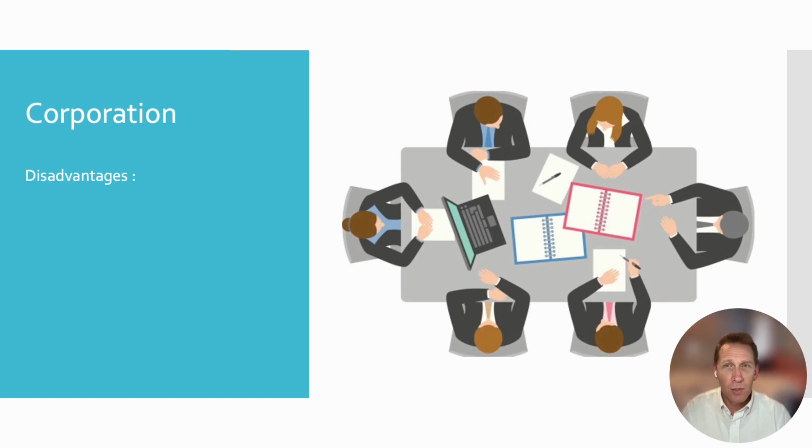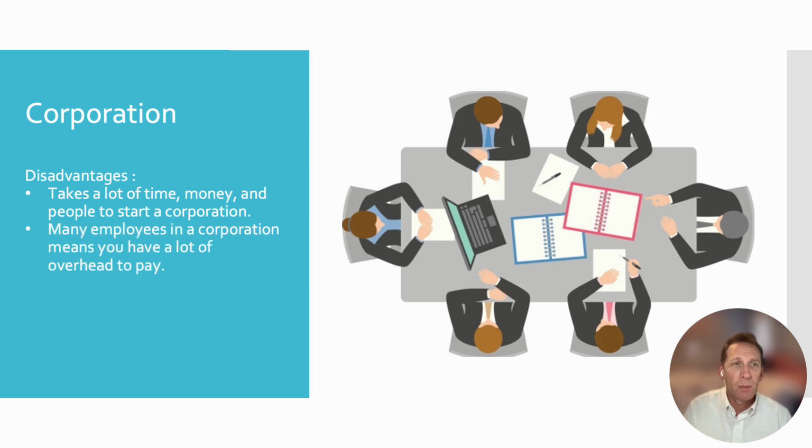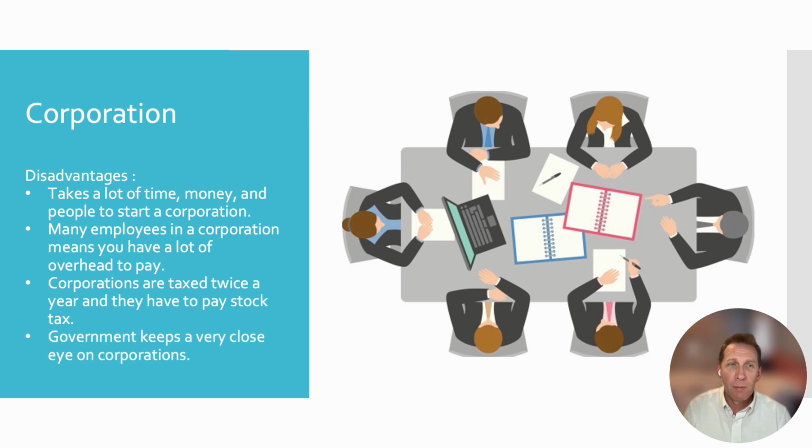Now, some disadvantages to a corporation are that it takes a lot of time, money, and people to start a corporation. And many employees in a corporation means that you have a lot of overhead to pay. Corporations are taxed twice, and they have to pay a stock tax. And the government keeps a very close eye on these corporations.